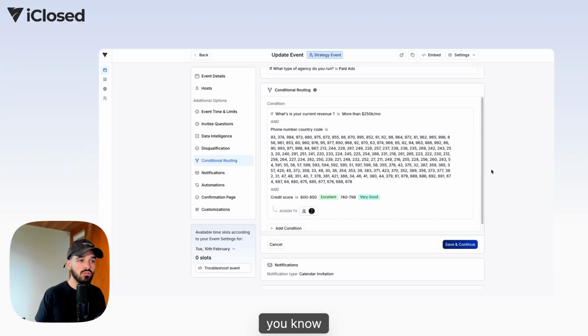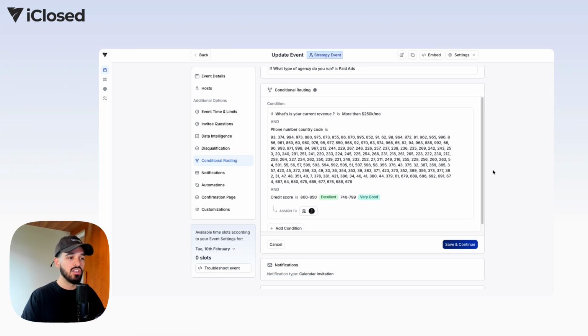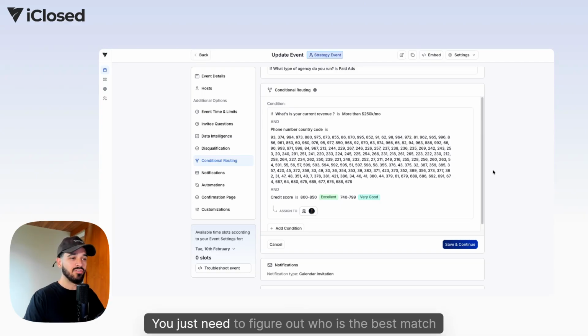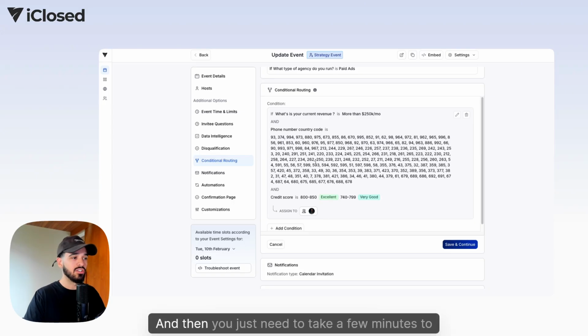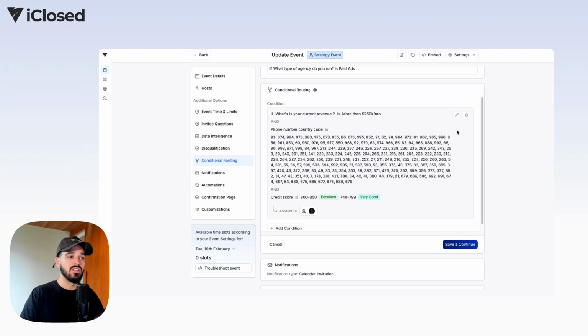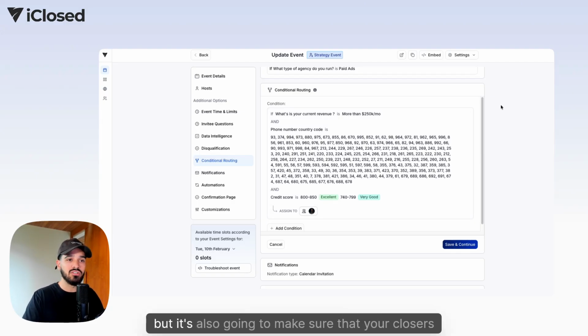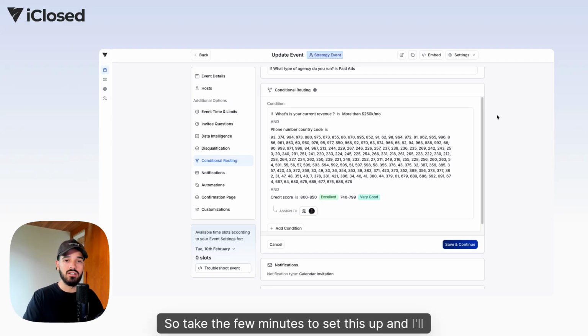So just like that, what leads have the highest likelihood of showing up, not canceling, and closing? You know who your best closer is. You just need to figure out who is the best match for each sort of cohort or each sort of answer that you have built into your form, or maybe even phone number, country code, or credit score. And then you just need to take a few minutes to set up this conditional routing. And I promise you, this is going to help you increase not only your close rate, but it's also going to make sure that your closers are more satisfied because they're not going to be jumping on with calls with disqualified people. So take the few minutes to set this up, and I'll see you in the next video.